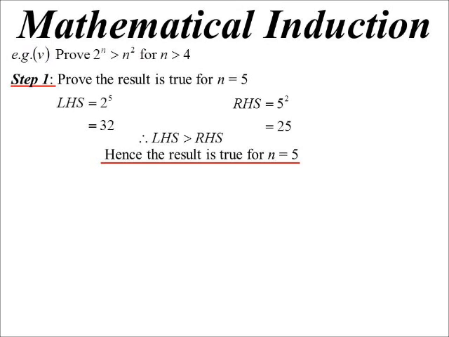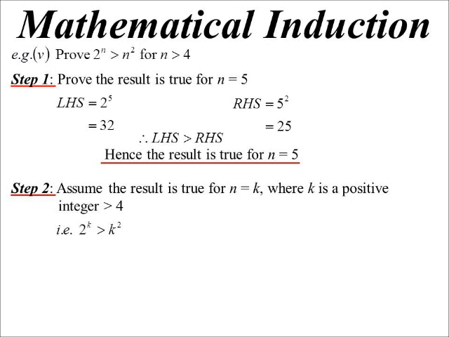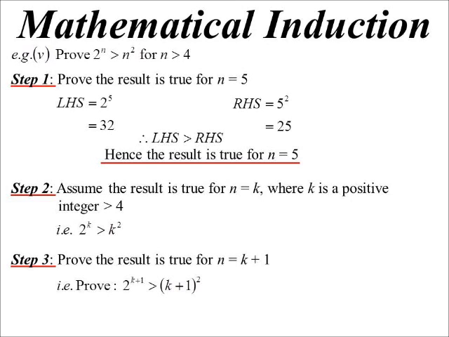Now, I'm going to assume it's true for n equals k, where k is an integer greater than 4. It is important that I put k is greater than 4, because that also is part of the assumption. So in a way, there are actually 2 assumptions I'm making. I'm assuming 2 to the power of k is greater than k squared, but the other assumption is in there, which is that k is greater than 4. And we're going to prove 2 to the power of k plus 1 is greater than, not equal to, just greater than k plus 1 squared.